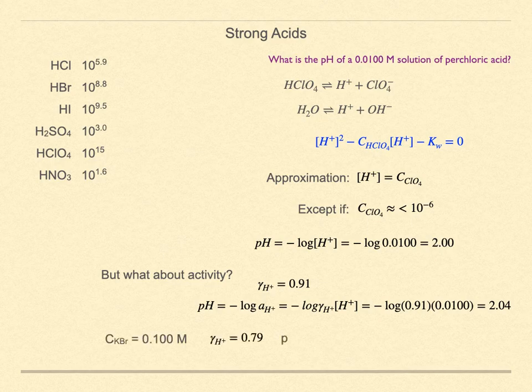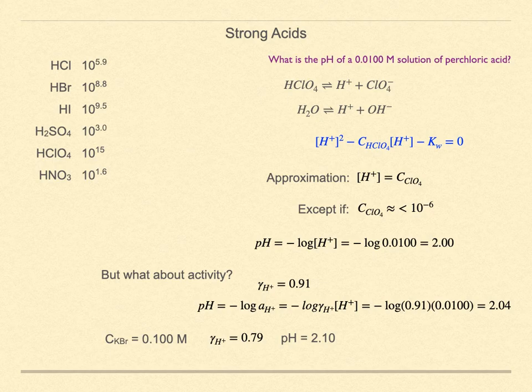If, for instance, we added KBr to a concentration of 0.1 molar, the ionic strength of the solution significantly increases. The H plus concentration does not change, but the H plus activity changes so that the pH of the solution is now 2.10. The solution behaves a little less acidic by the addition of the KBr salt. But again, we will mostly put activity behind us.